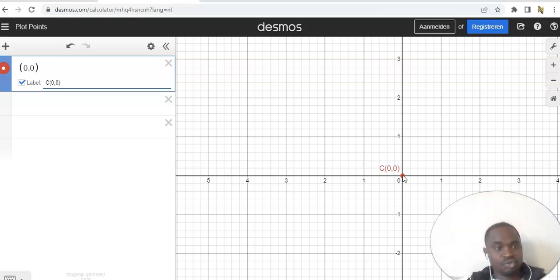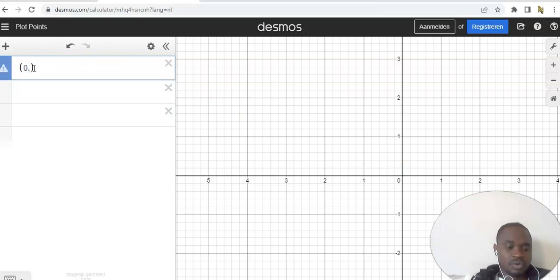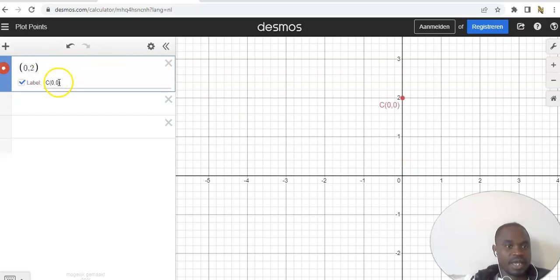Let's plot (0, 2). It means x is 0, y is 2. How are you going to plot it? X is what? 0. Y is what? +2. So you move up 1, 2. Are we together?